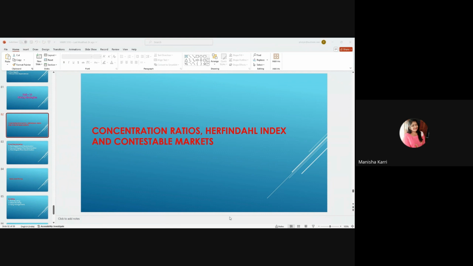First one is concentration ratio. So what do these concentration ratios mean? These ratios measure the extent to which a market is dominated by a few large firms. They are usually calculated by summing the market shares of the largest firms in the market. For example, a 4-firm concentration ratio adds up the market shares of the 4 largest firms.